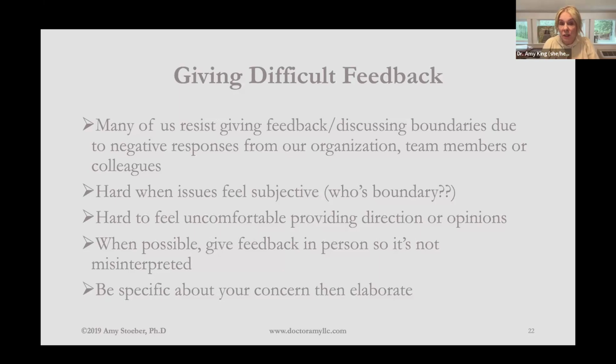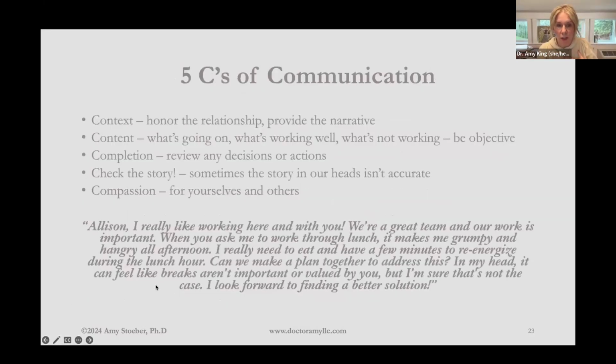And it's also hard when it feels subjective. Right? My boundary right now is dependent on the season in my life and my emotional capacity. And that might change next week or next month or in a couple of years. I think it's also hard. It feels uncomfortable because we're kind of doing something that's subjective or providing an opinion. And so whenever possible, we want to talk about boundaries in person and be specific about our concerns.